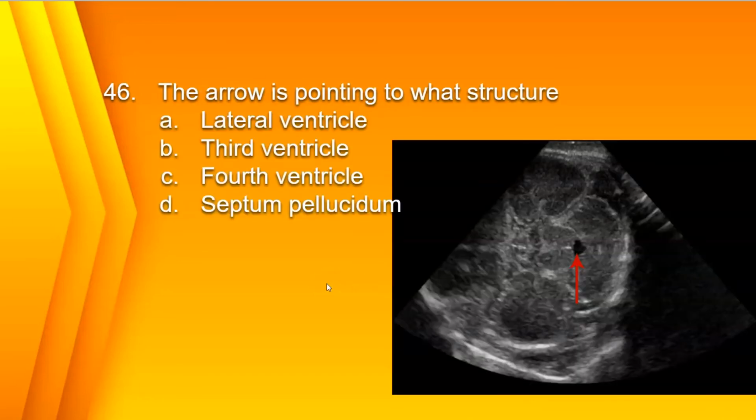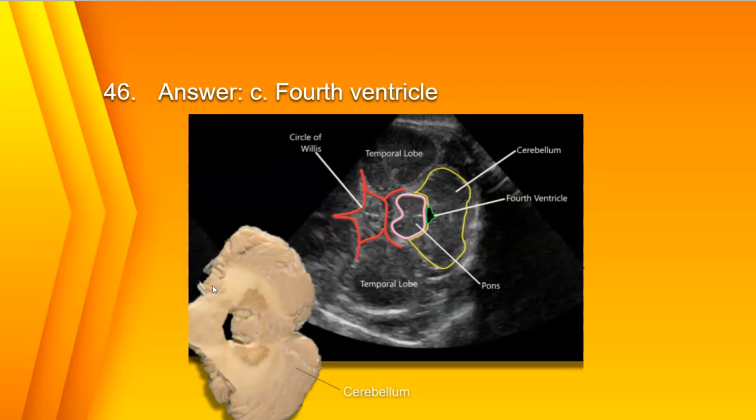Number 46. The arrow is pointing to what structure? A, lateral ventricle, B, third ventricle, C, fourth ventricle, or D, septum pellucidum? All right, so this is either a temporal or transmastoid view showing the cerebellum, and you have this anechoic structure right here. That is the C, fourth ventricle. Fourth ventricle is usually anterior to the cerebellar vermis, or midline cerebellum, which is right here.